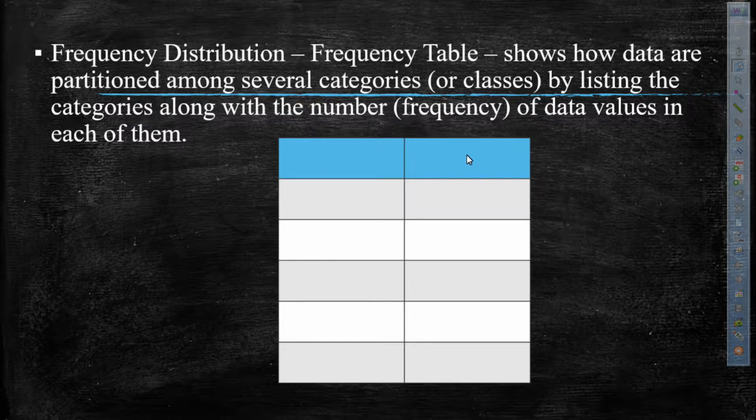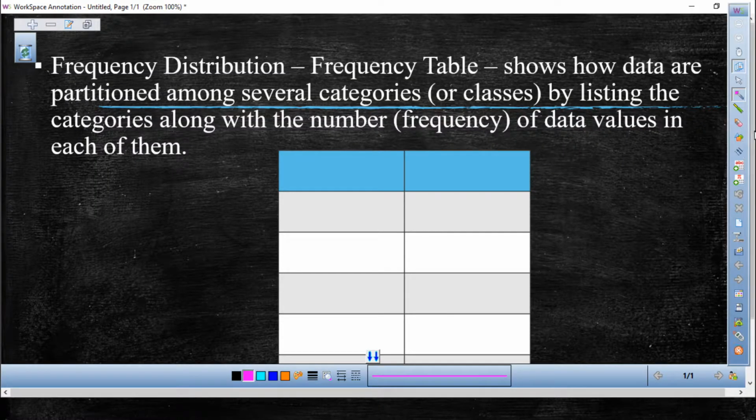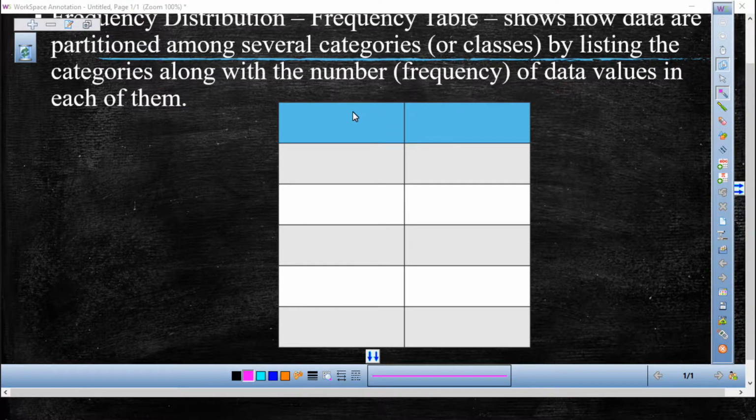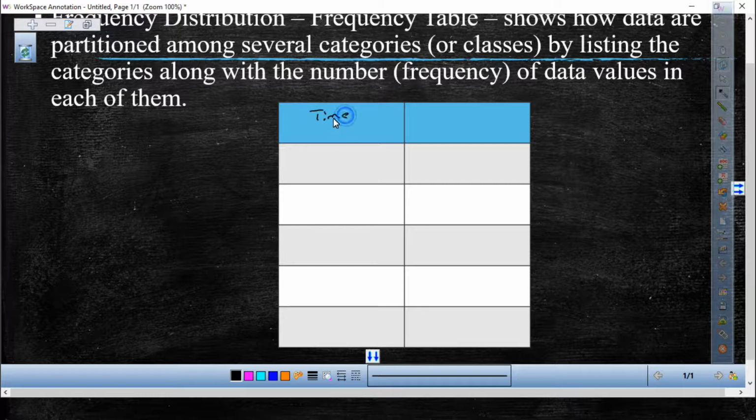All right, a frequency distribution or a frequency table shows how data are partitioned among several categories or classes by listing the categories along with the number, or frequency, of data values in each of them. For instance, let's do time, and we're going to do it in seconds. And then we've got the frequencies here.